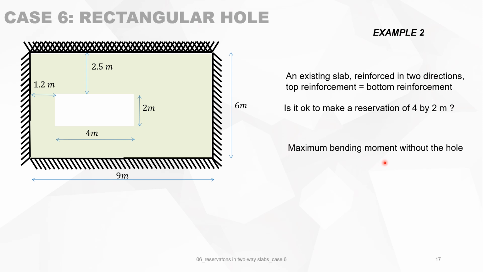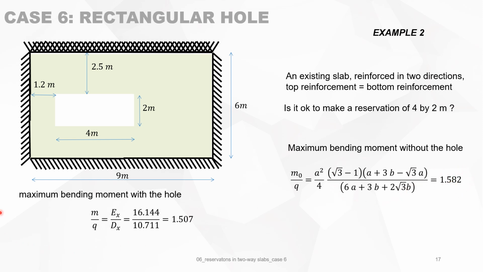We know the maximum bending moment without the hole. We know this is M0. We divide by Q because we don't know what load it is designed for, but M0 over Q is equal to this formula from the previous slides, and we got 1.582. The maximum bending moment with the hole is then M over Q is EX over DX. It's only depending on the geometry. We can calculate EX and DX, and we find 1.507. So this means that the bearing capacity is 105%. So by making the hole, you increase the bearing capacity.